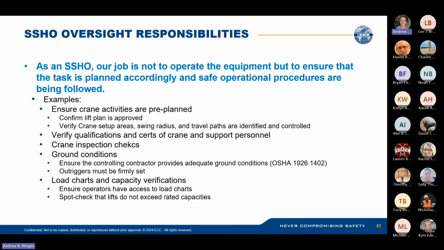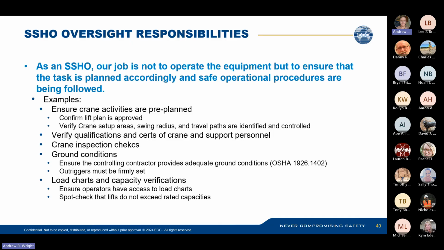You also want to verify the crane setup areas, the swing radius, and the travel paths are identified and controlled. You need to verify the qualifications and certs of the crane and support personnel. So that's the operator, the rigger, and the signalman certifications. You need to make sure that the crane inspection checks are being conducted.